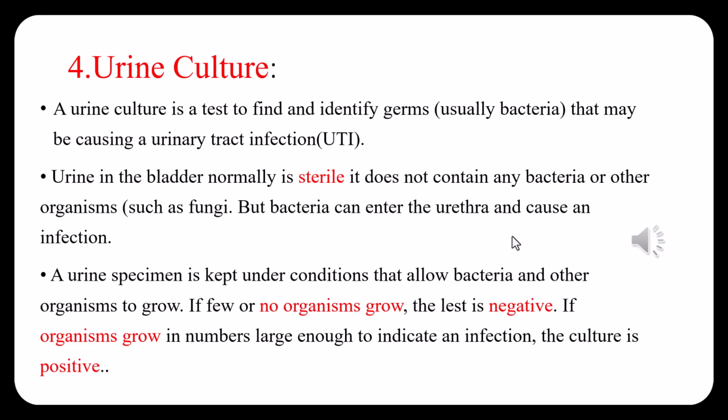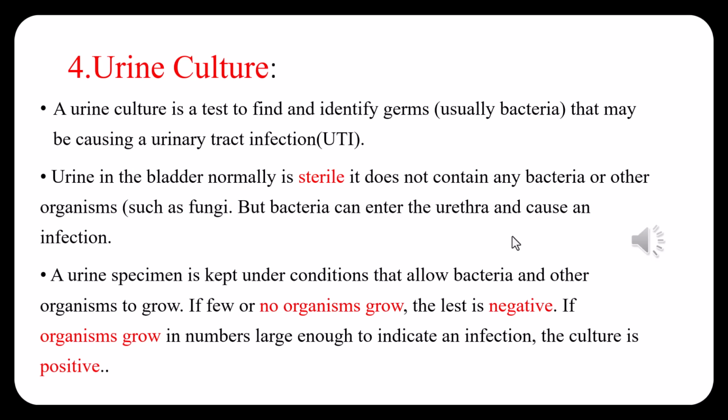If there is a urine sample, send it to the lab for culture. What does urine culture mean? It is a test that finds and identifies the germs, usually bacteria, that may be causing a urinary tract infection. Urine in the bladder is normally sterile; it doesn't contain any bacteria or other organisms, such as fungi. Bacteria in the urethra can cause infection. It means our urine is sterile and there is no microorganism present. If any microorganism is present, it is directly an indicator that we have an infection.